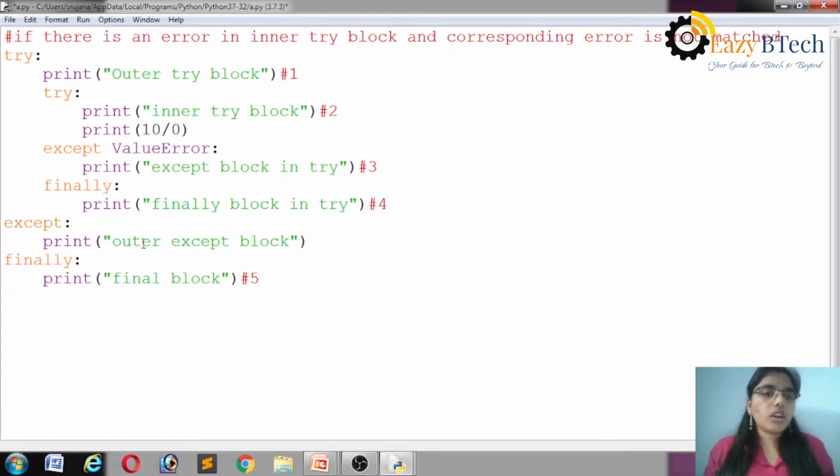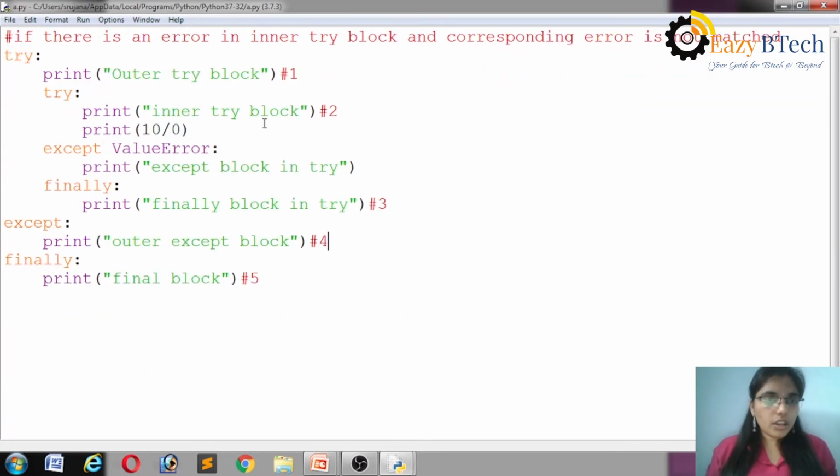See here, the outer except block is executed, and the finally block is also executed. How many statements are there? 1, 2, 3, 4, 5. Again, 5 statements are executed.